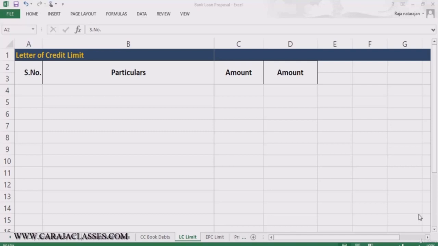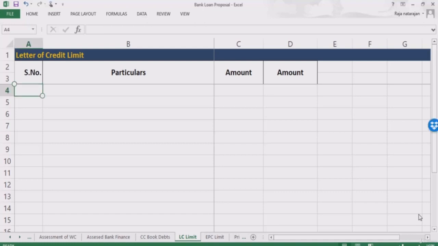Let's move on to assessment of letter of credit limit. We know letter of credit is a facility given by the bank to enable its customer to buy goods on credit from his supplier. That is, the bank will be issuing a letter of credit in favor of the supplier, so that the supplier will sell goods on credit to the bank's customer. So how is this facility assessed?